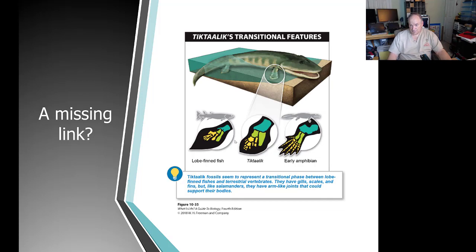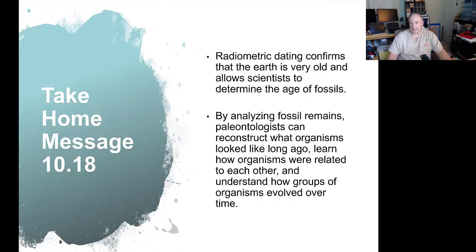So a missing link: there are certain types of fossils that represent a transitional phase between lobe-finned fishes and terrestrial vertebrates. You can see sort of the pseudo hand type of feature, and you can see it develop here, and that is quite interesting, and I can't really explain how that's so.